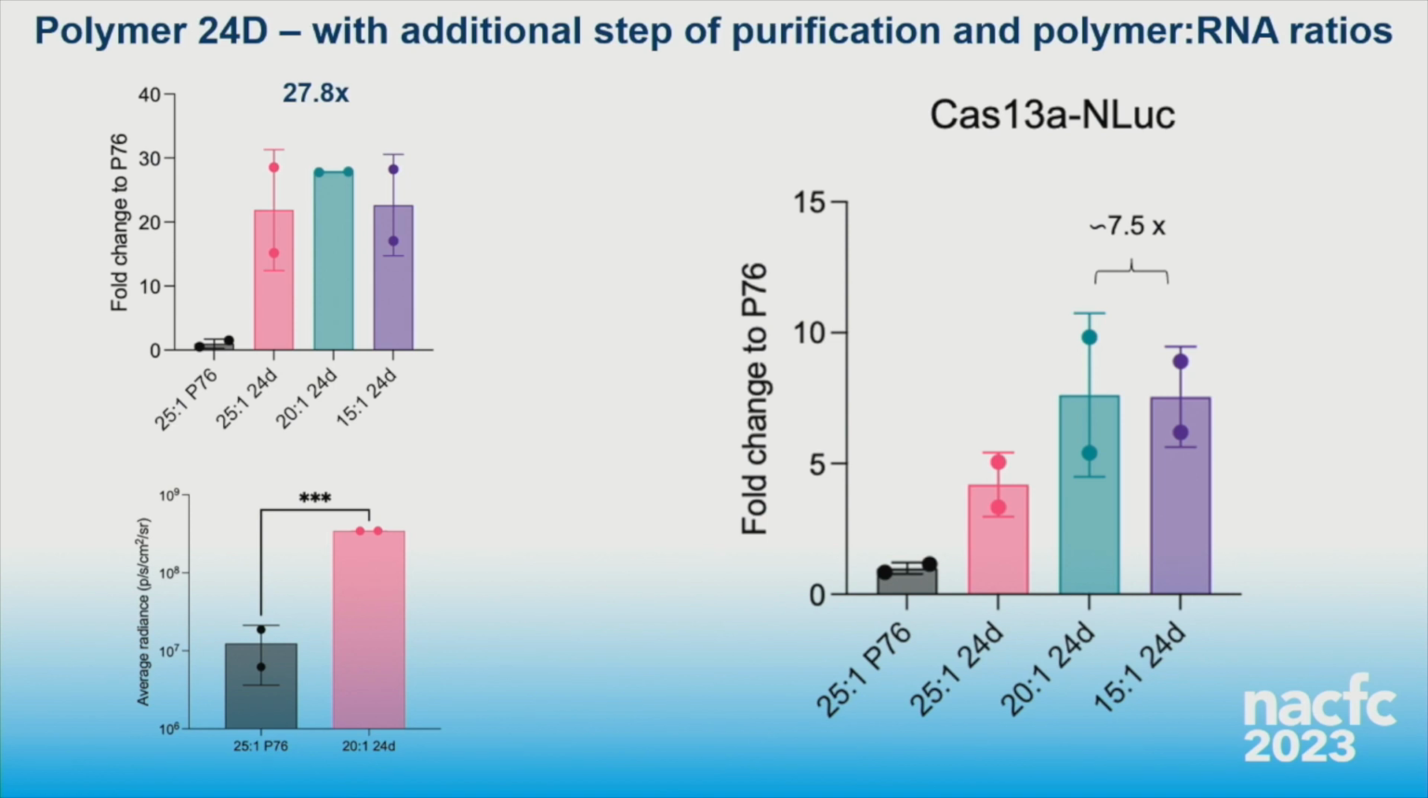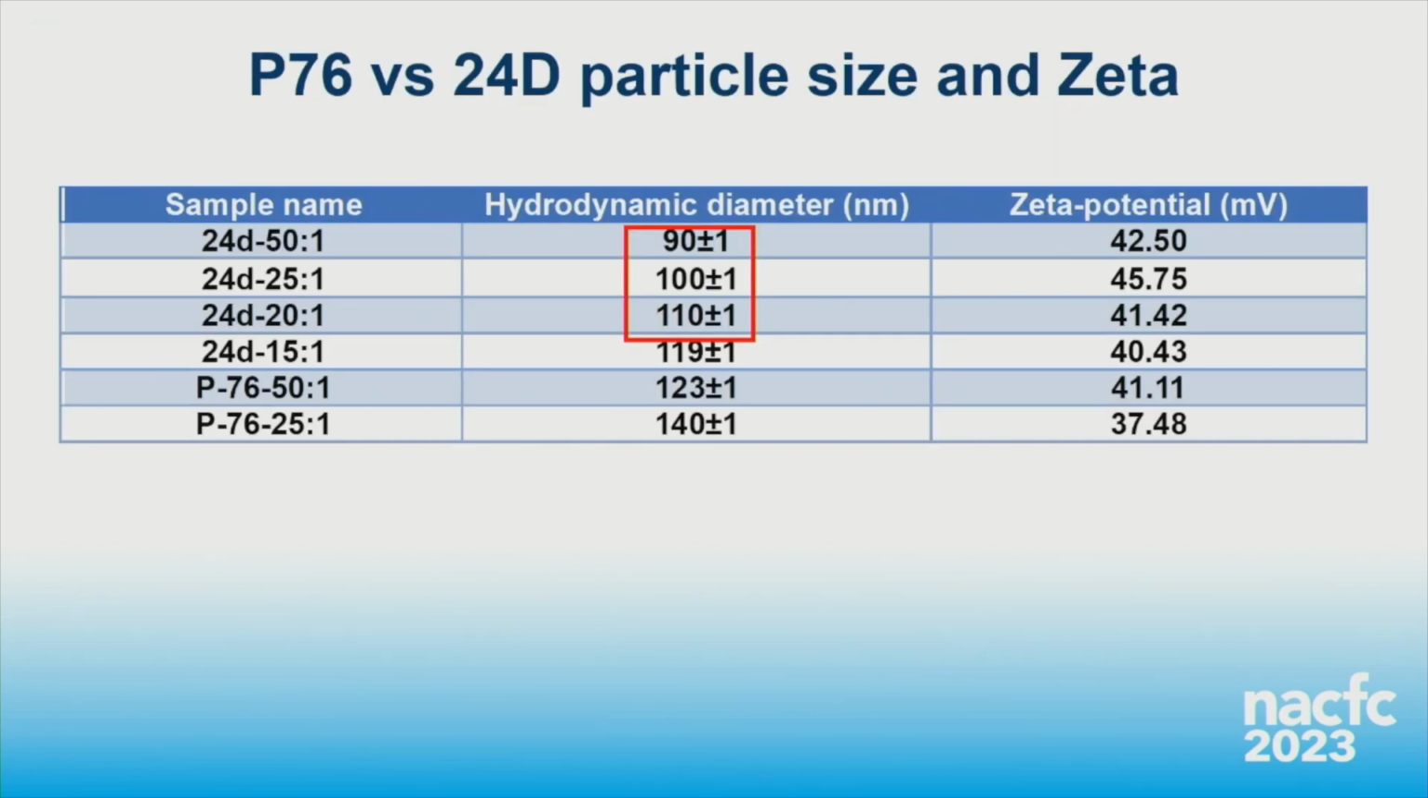So we're in the same ballpark, but we were able to reduce it and actually improve things. So 20-to-1 actually seems to be better for 24D. We're getting great expression. We looked at Cas13, which is about 4,500 nucleotides long, fused to a nanoluke, a little bit longer, so about 5,000 nucleotides, and we had about an 8-fold increase in expression. And so my point was that it's really moving in the right direction.